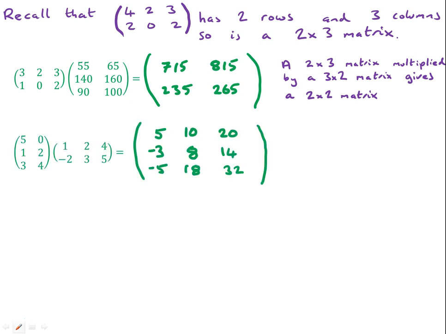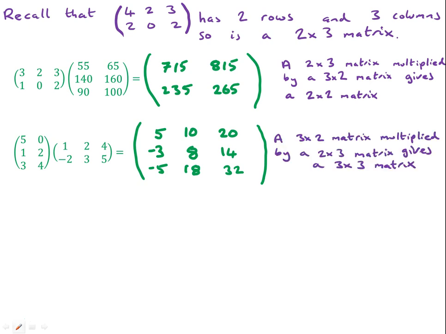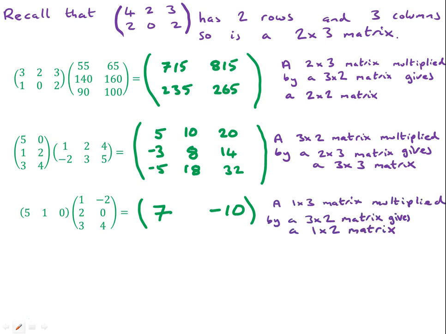In the second example we started off with a 3 by 2 matrix, and we multiplied it by a 2 by 3 matrix, and we ended up with a 3 by 3 matrix. And in the third example we looked at, we started off with a 1 by 3 matrix, we multiplied it by a 3 by 2 matrix, and we ended up with a 1 by 2 matrix.